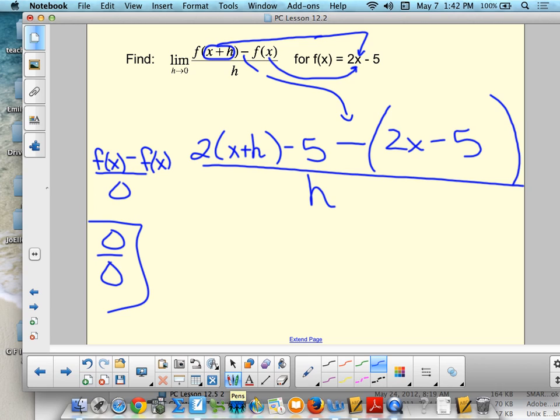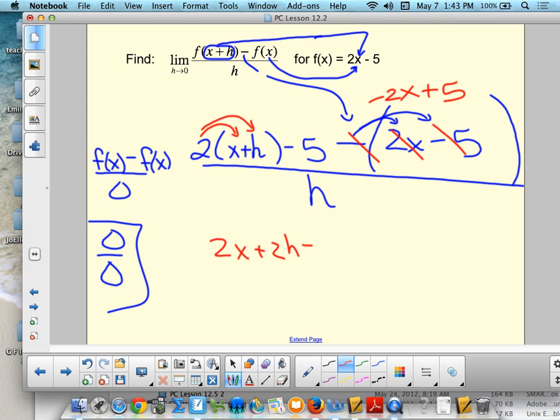Okay. This one's really not that bad. I'm hoping you're getting ahead of me. You're not waiting for me. Did you do that? Did you run your negative through? So you changed it to negative 2x plus 5? And here you got what? (2x plus 2h). Take away 5. Take away 2x. Add 5 over h.